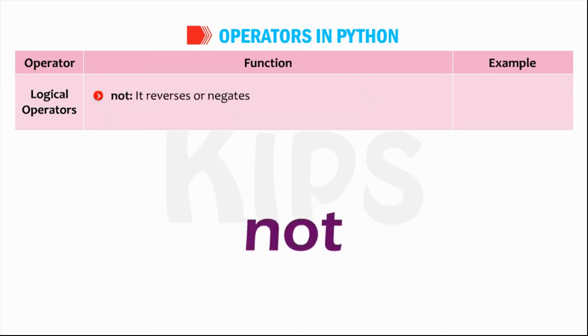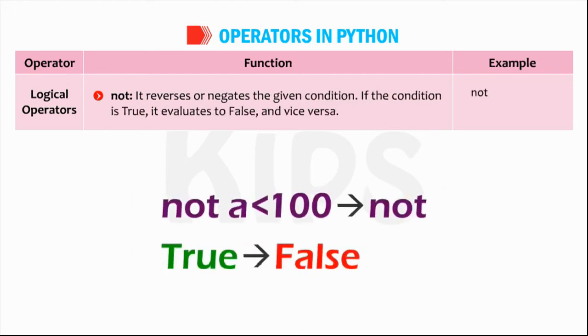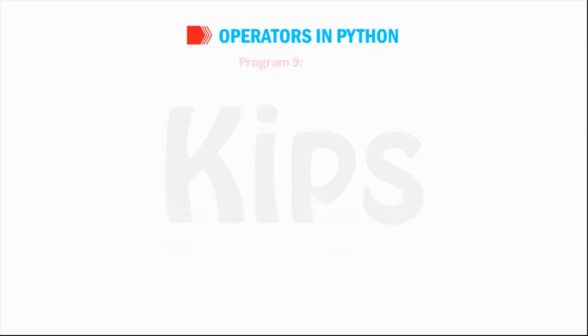Not reverses or negates the given condition. If the condition is true, it evaluates to false and vice versa. Not A smaller than 100: Not True gives False. Program.